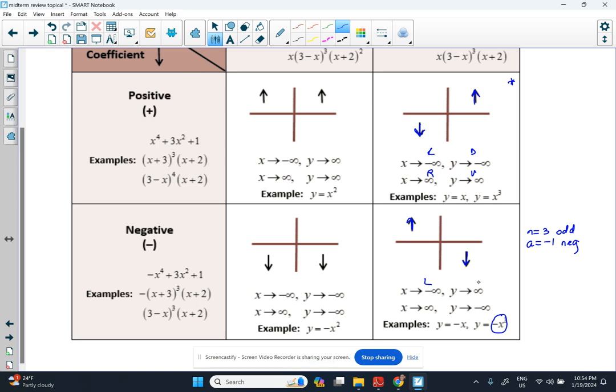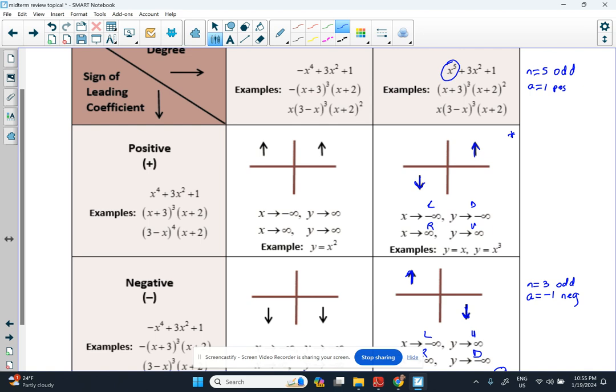In function notation, we'd write x approaches negative infinity. In other words, you're going to the left, y values are going to go up. As x goes to infinity, as you go to the right, your y values are going down. It's a good idea to write these notations because sometimes it could get confusing. Okay. Now let's look at the next case.